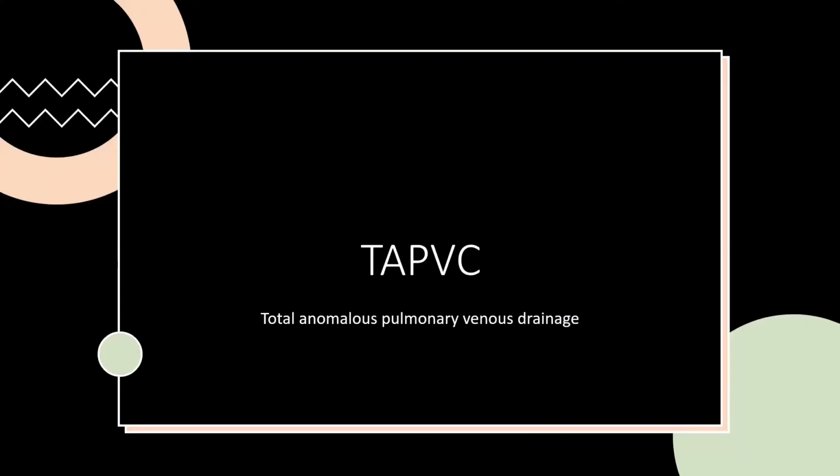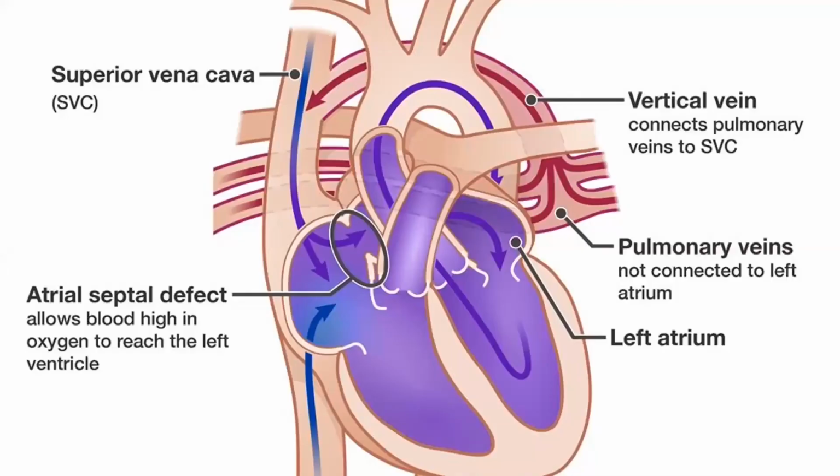Moving on to probably the last congenital heart disease, that is TAPVC, total anomalous pulmonary venous drainage. I did talk about it in the last class, but I mentioned it in passing. I thought I will mention it better here because this is also a cyanotic congenital heart disease which can come to you as a patient.